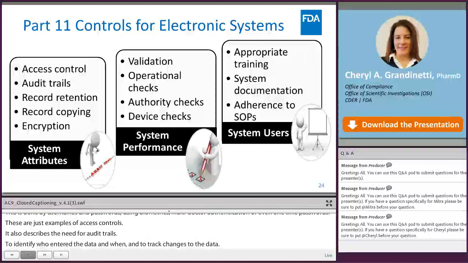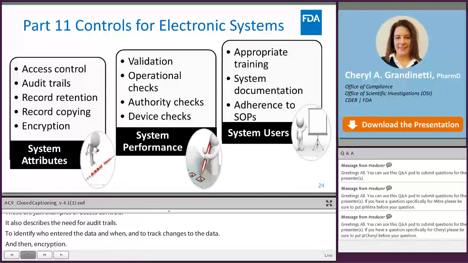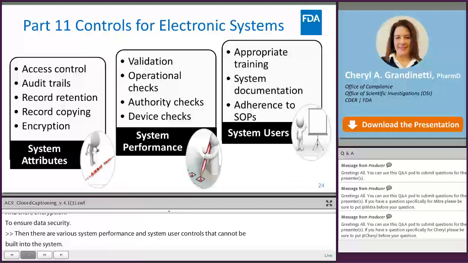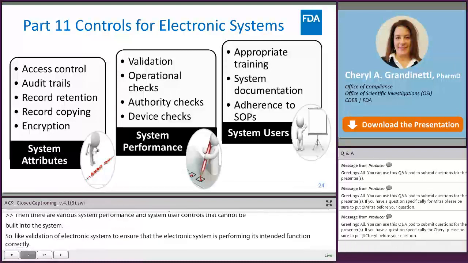Then there are various system performance and system user controls that can't be built into the system. So like validation of electronic systems to ensure that the electronic system is performing its intended function correctly. And then system user controls like training of users to ensure users know how to use the system, and then establishing and adhering to standard operating procedures with regard to the use of these electronic systems.